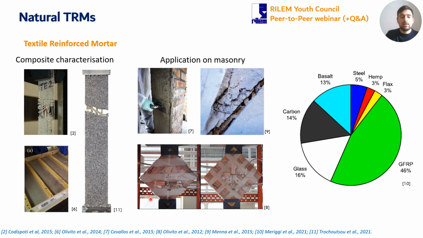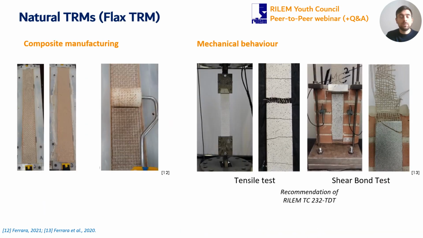We can analyze this class of material on the composite scale, but also on the global scale, so with application on masonry elements, for instance. Here we can see some applications from the literature in which natural TRMs have been applied on masonry pillars or on masonry elements, uniformly distributed on the surface or applied by means of strips.